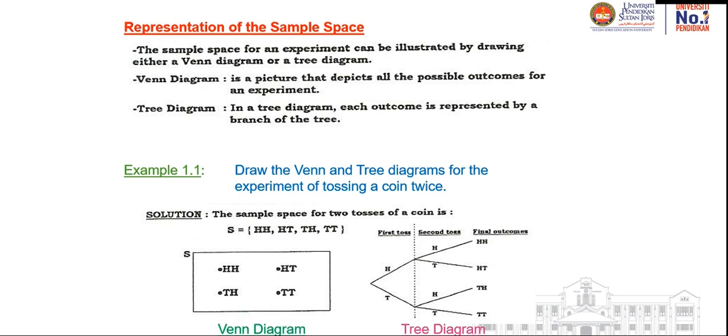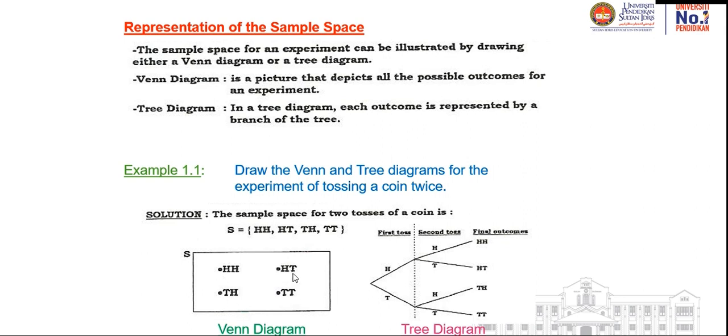So you can represent it by using the first one here, the Venn diagram, which is S with HH, HT, TH, and TT. For the Venn diagram, remember the elements inside the Venn diagram we call sample points. So here HH, HT, TH, and TT are the sample points.